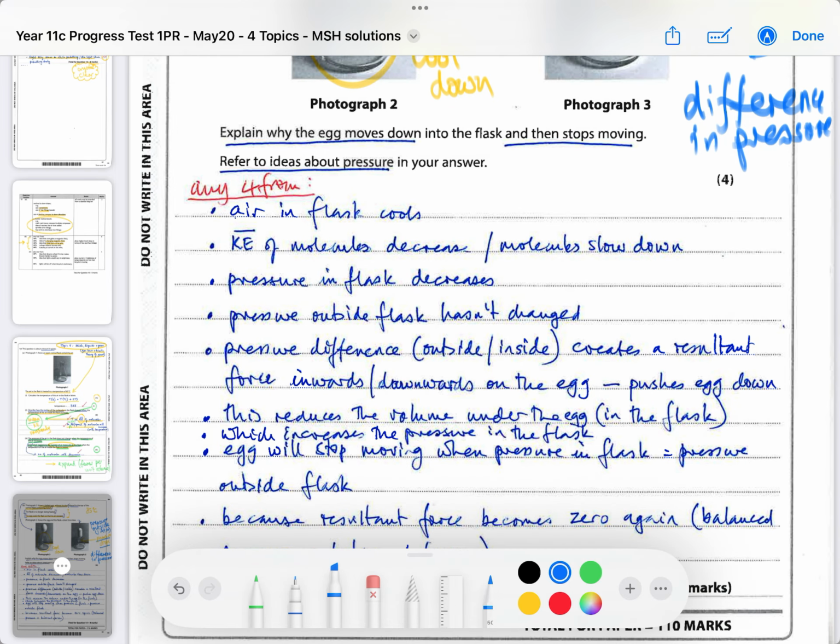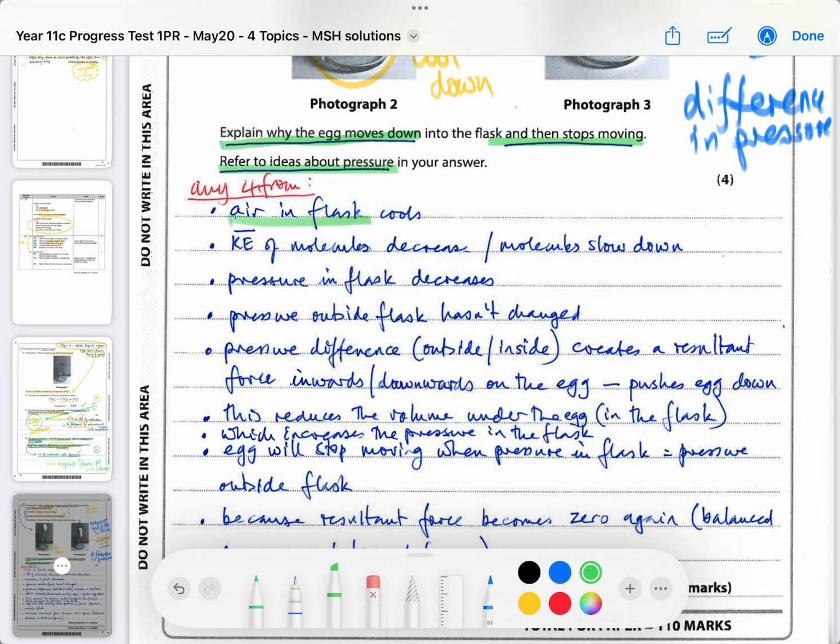So explain why the egg moves down. I've explained it, now you've got to verbalize it. Explain why the egg moves down and then stops moving. Well, that means if it stops moving, and as the egg moves down, what's going to happen? So you've got to refer to ideas about pressure in your answer. Any 4 points. Look how many ways you can get it.